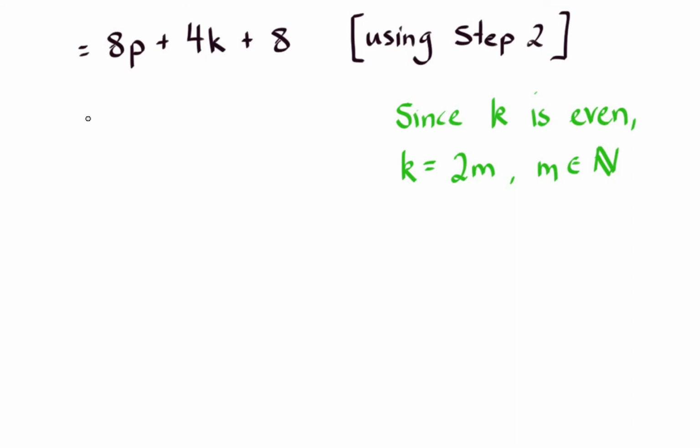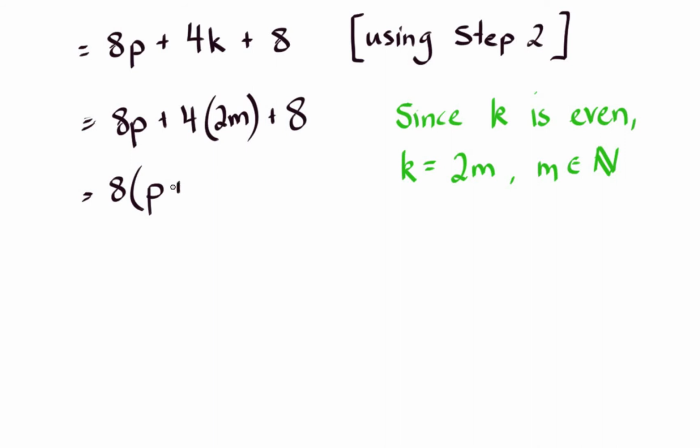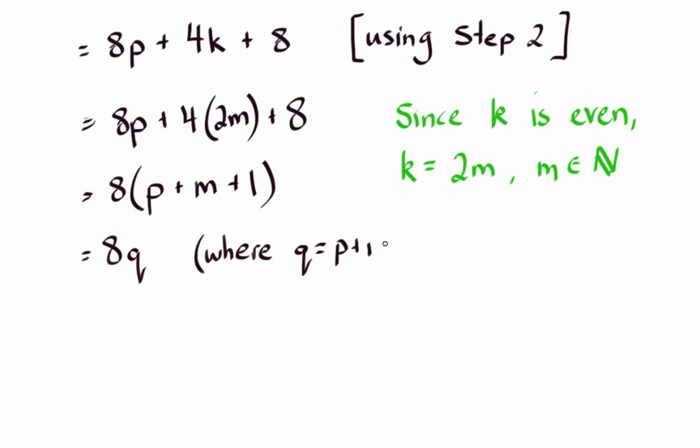So let's make that substitution in this line up here. We can replace k with this 2m, and what that allows us to do is get a common factor of 8 that we can drag out the front. So this becomes 8m, and so we drag that 8 out the front, we get 8 lots of p plus m plus 1. And since p and m are both natural numbers, together this expression gives us some other natural number, which is in fact our q value that we're after. So here's our little link between our different variables. But we have now shown that the expression is a multiple of 8.